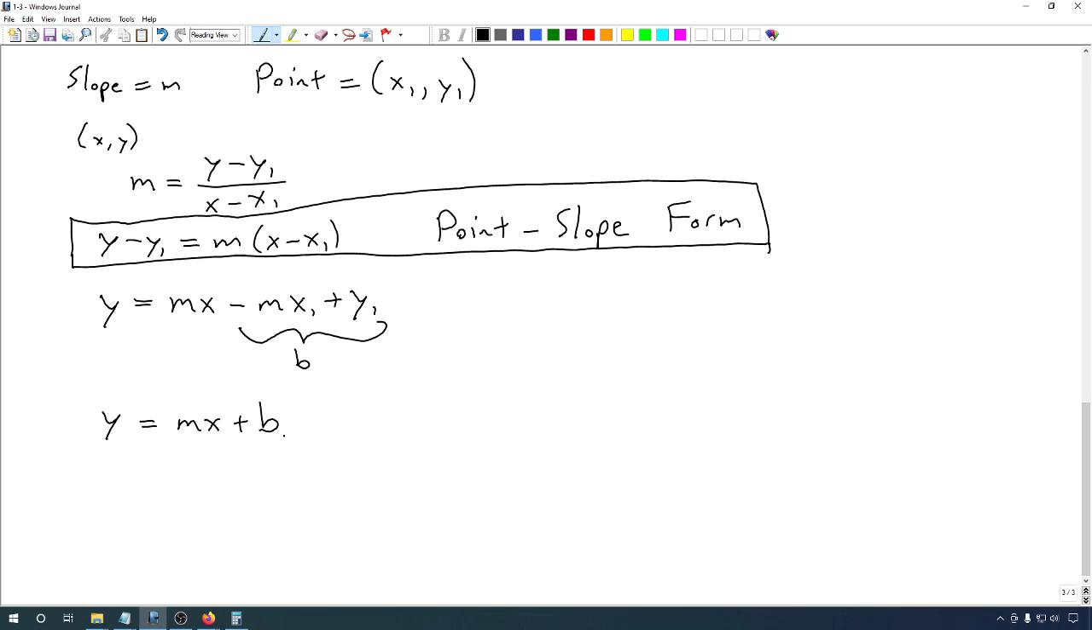Now this b is actually kind of special. If we plug in 0 for x, we just get that y is equal to b. And therefore, (0, b) is the y-intercept. That's where this line hits the y-axis. And for that reason, we refer to this form here as the slope-intercept form.